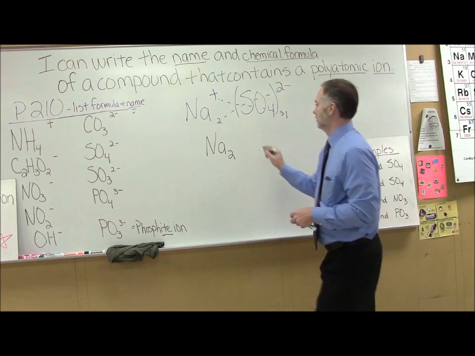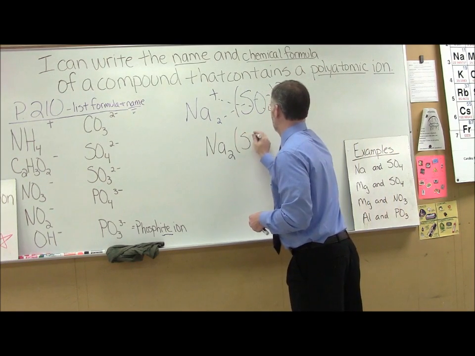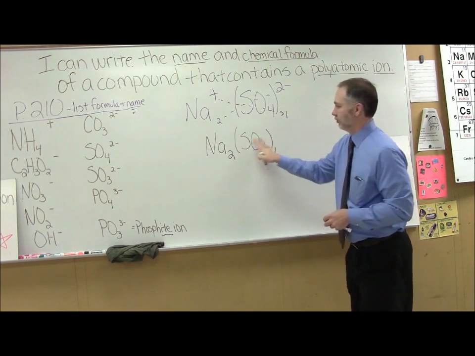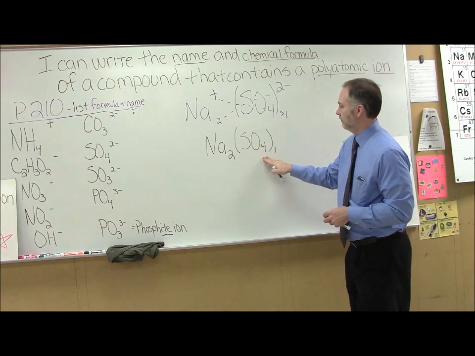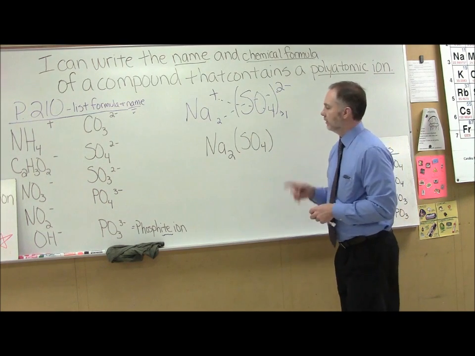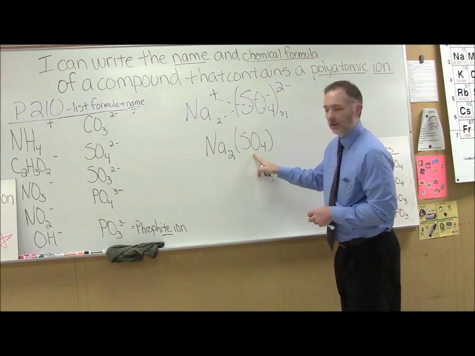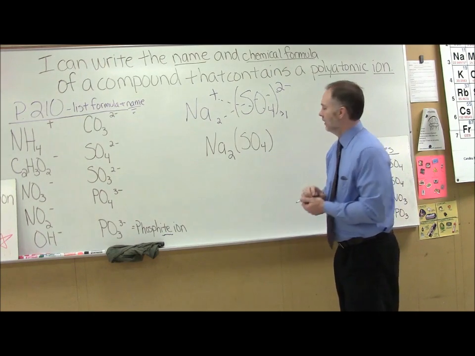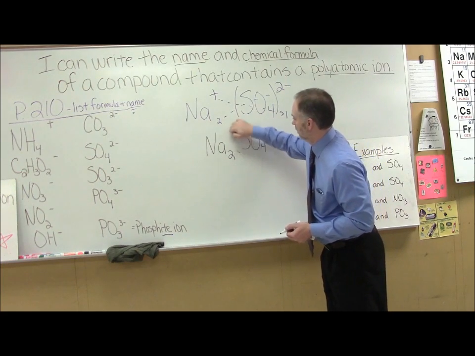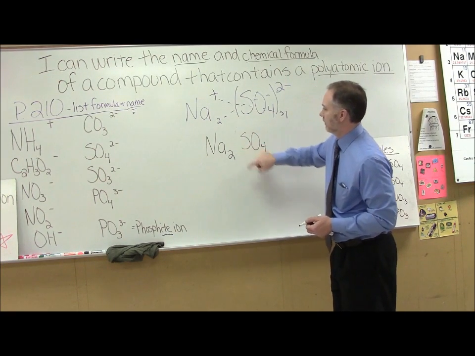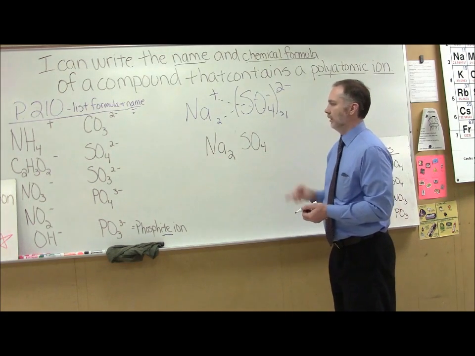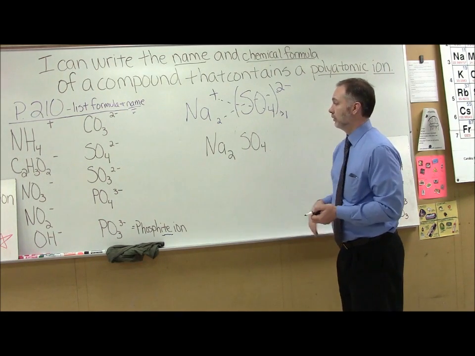Na2, and it's 1 sulfate, 1 SO4. You know that chemists don't like to write ones. And here's the thing, when your polyion has just one of them, the chemists do not like to write the parentheses. So they would write that as Na2SO4. And that's the chemical formula.